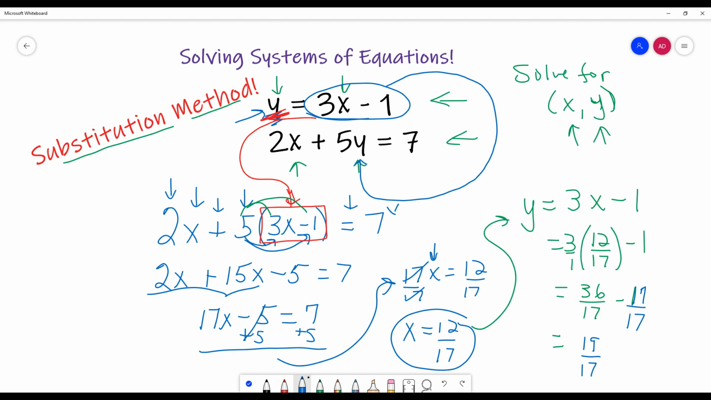So your final answer, alert the media. Final answer is an ordered pair. Because remember what I said, if I were to graph these two equations, they would intersect at the point 12/17 and 19/17.